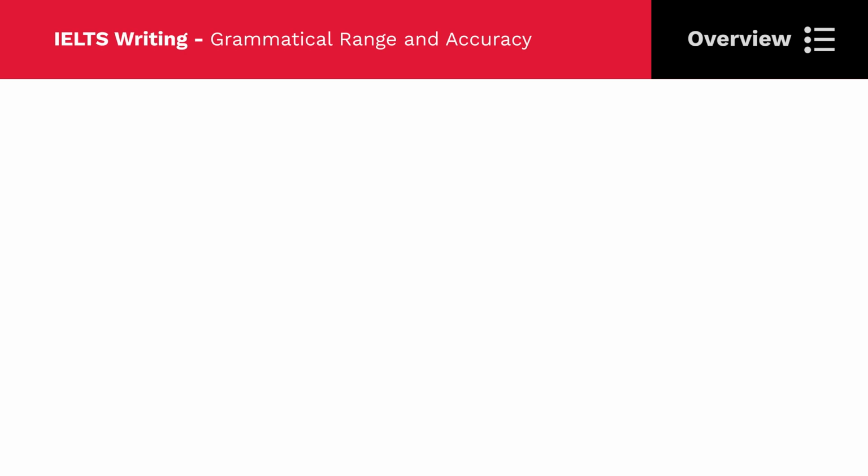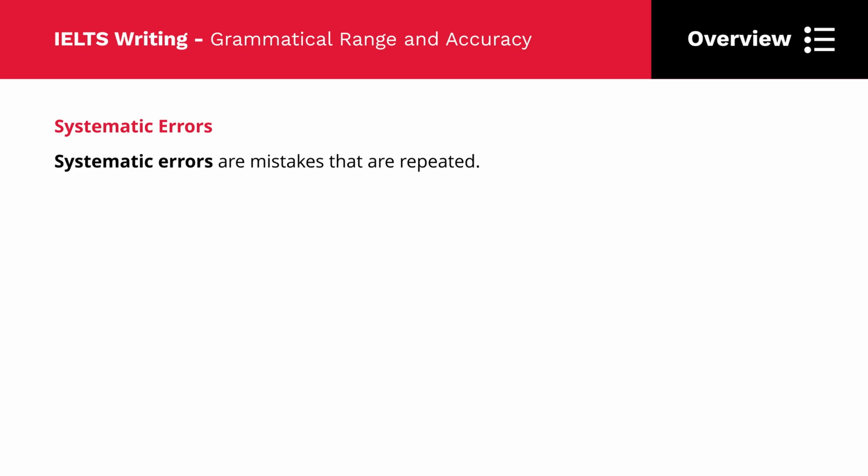Let's look at whether errors are systematic or non-systematic. Systematic errors are mistakes that are repeated. They show that there's a problem using a particular aspect of grammar. For example, where articles like a, an, or the are usually used incorrectly. Non-systematic errors are when you only occasionally get a particular area of grammar wrong. For example, you generally use articles correctly, but occasionally you don't.